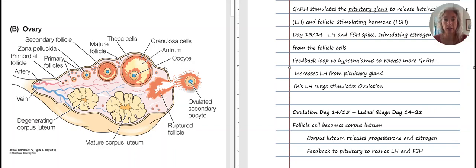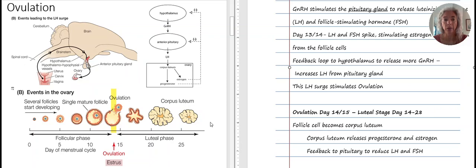Once the egg is released from the ovary, you enter the second stage, the luteal stage of the menstrual cycle. And so you can see here the egg being released from the ovary, and then those follicle cells are going to turn into that corpus luteum. And here we are on this time frame, we've entered this luteal phase.